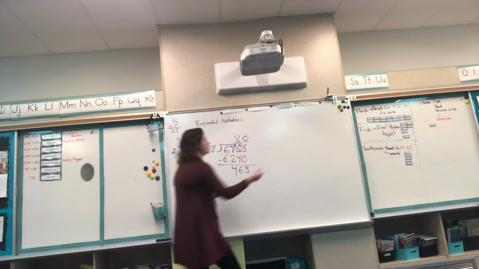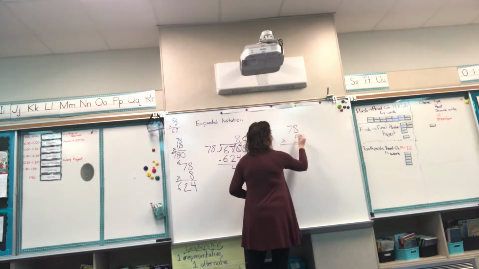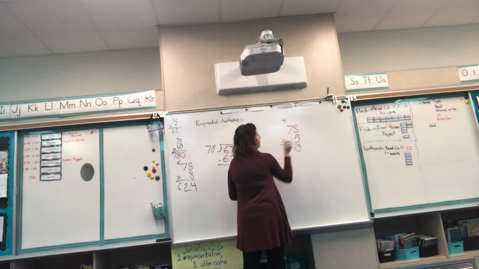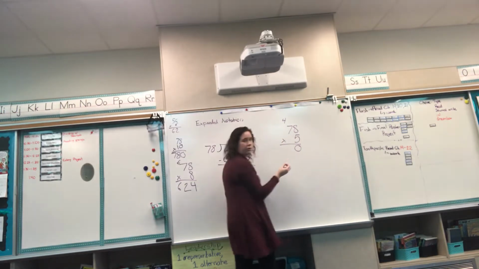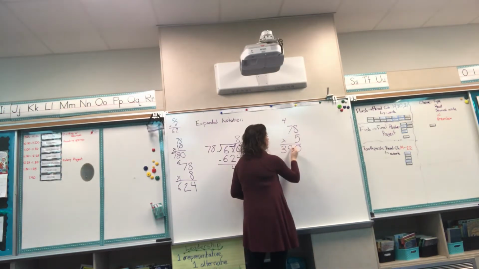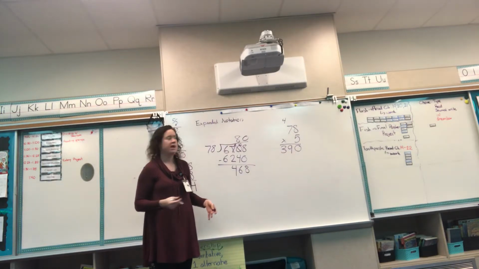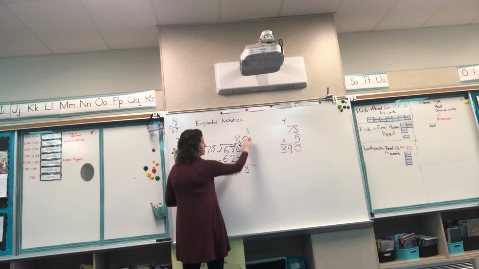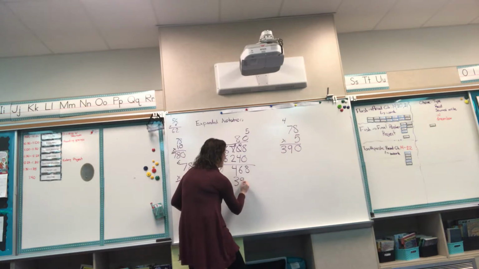78 times 5, I'm going to see what that gives me. 8 times 5 is 40. Carry my 4. 7 times 5 is 35, and add 4 more, that's 39. So that's 390. So I can go ahead with expanded notation and add that 5 up here because I'm using all the digits. I'm adding the 5 up above the 80. So 5 times 78 is 390.